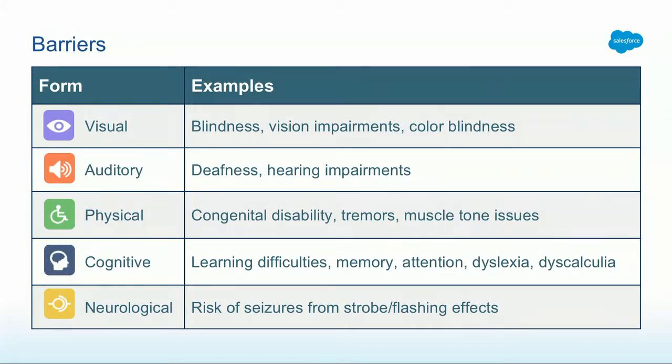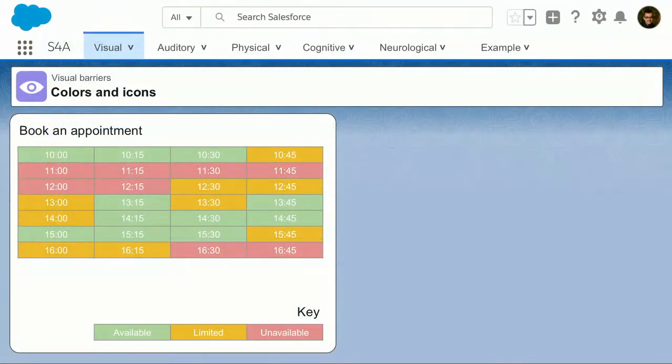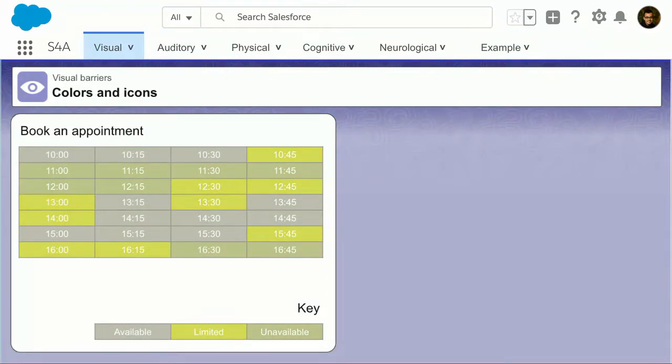So we're going to see some examples of the good and the bad, which will help us to understand what not to do. So here's an example. It's a mock-up of a Lightning component, which you can use to select an appointment from a table. It looks okay. It's pretty intuitive to use. The appointments have 3 states. They're either available, limited, or unavailable. But it's not so easy to use if you are colorblind.